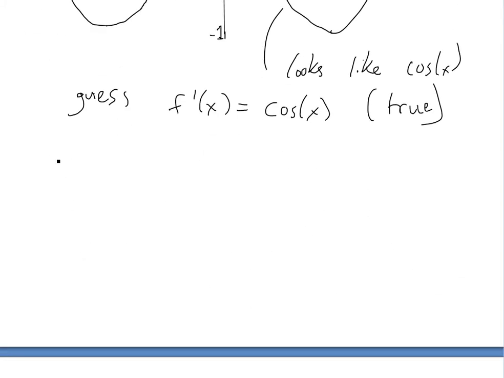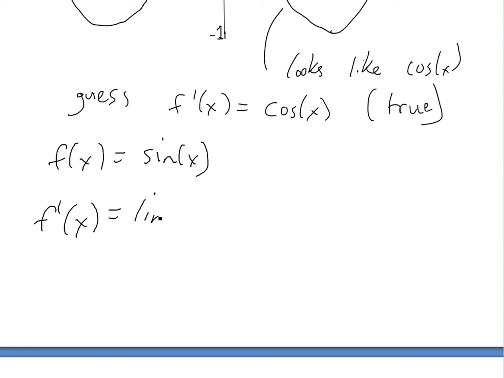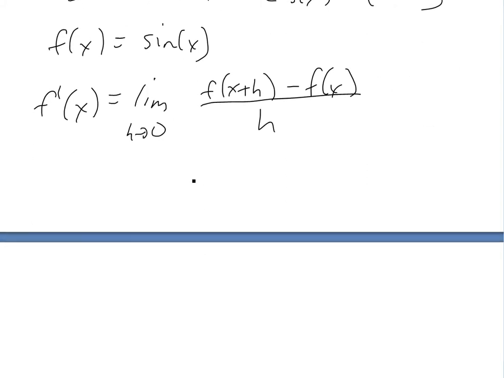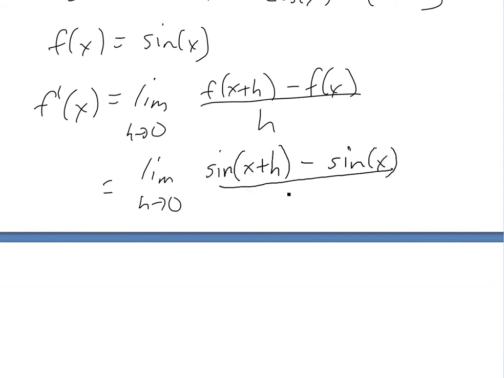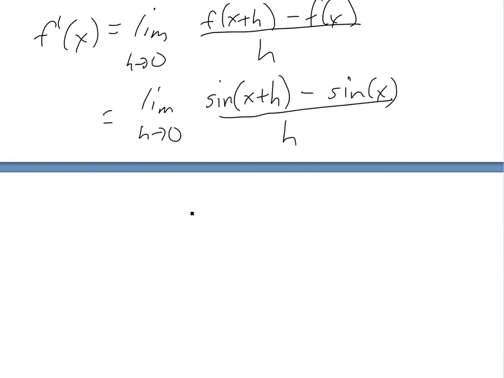So basically, if we have f of x equals sine x, then f prime of x using the definition of the derivative is equal to the limit as h approaches 0 of f of x plus h minus f of x, all over h. And if we write this out, this is the limit as h approaches 0 of sine of x plus h minus sine x, all divided by h.